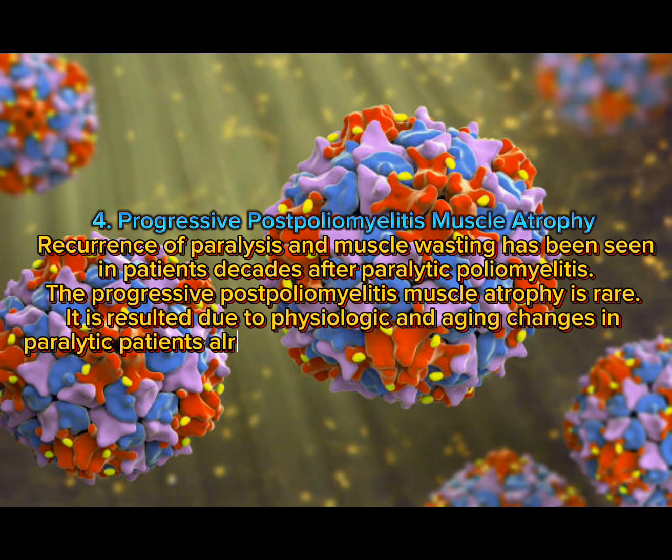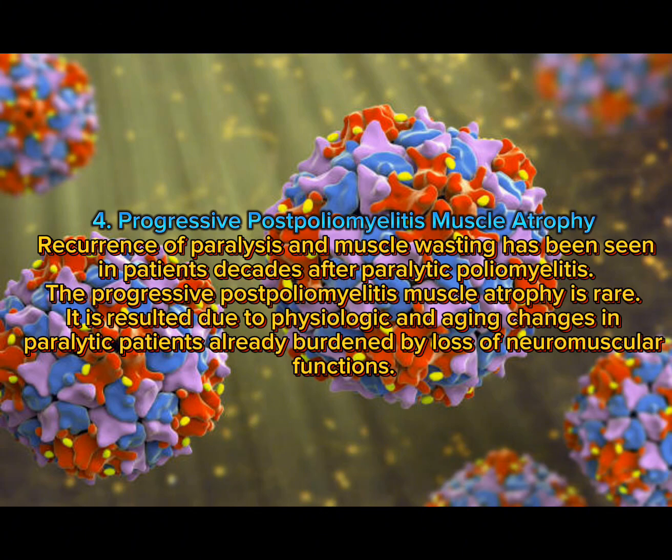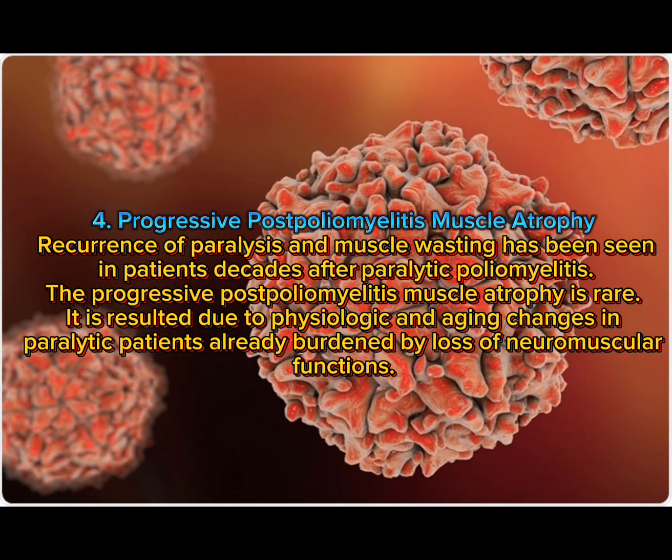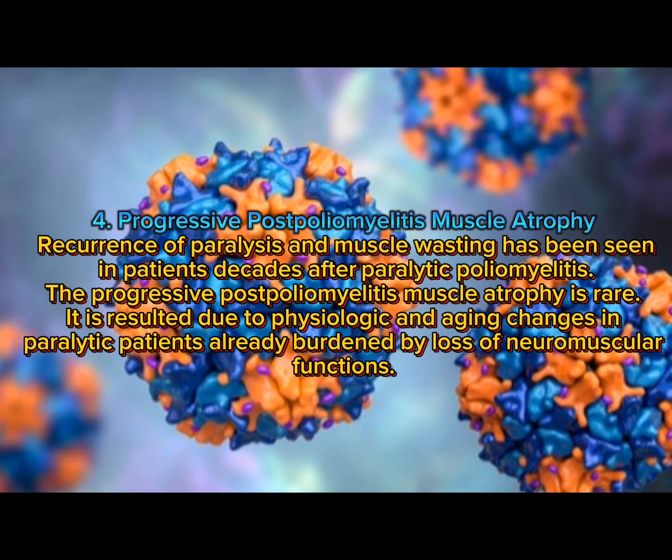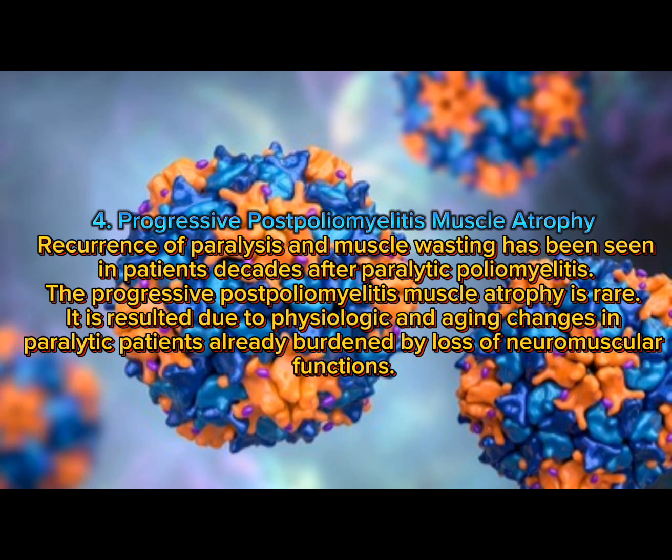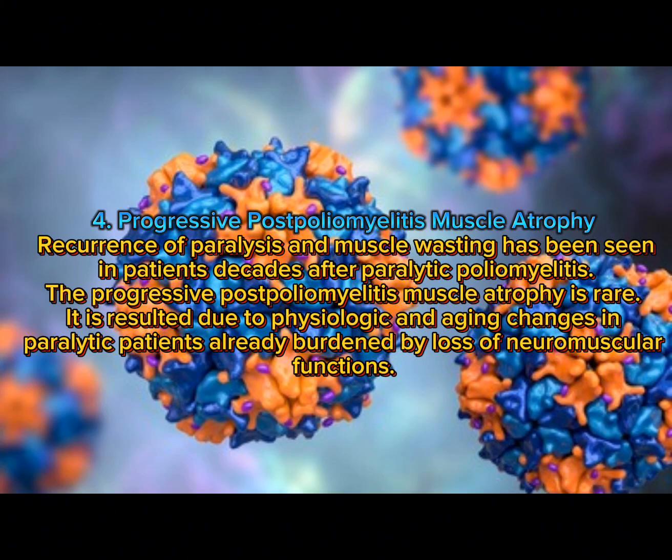4. Progressive post-poliomyelitis muscle atrophy. Recurrence of paralysis and muscle wasting has been seen in patients decades after paralytic poliomyelitis. Progressive post-poliomyelitis muscle atrophy is rare. It results from physiologic and aging changes in paralytic patients already burdened by loss of neuromuscular functions.